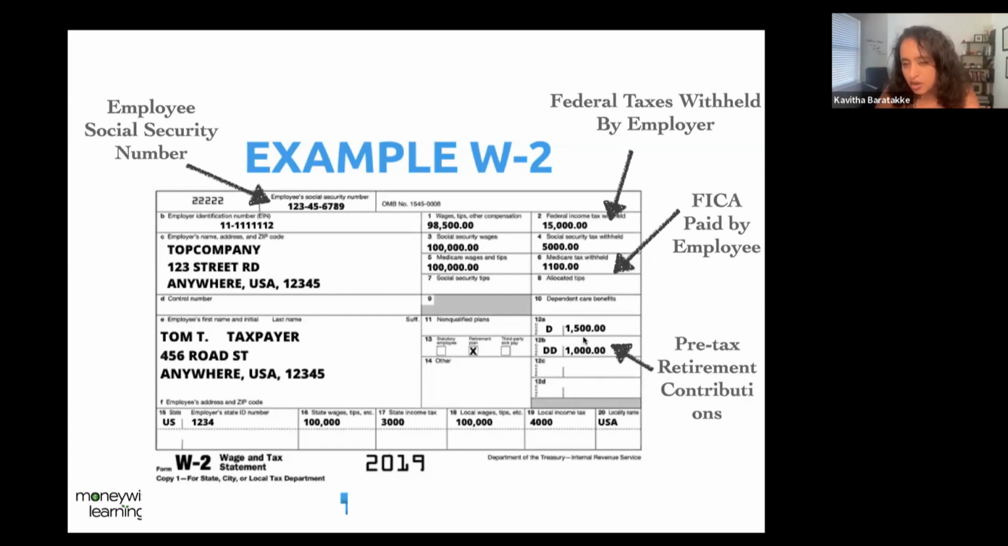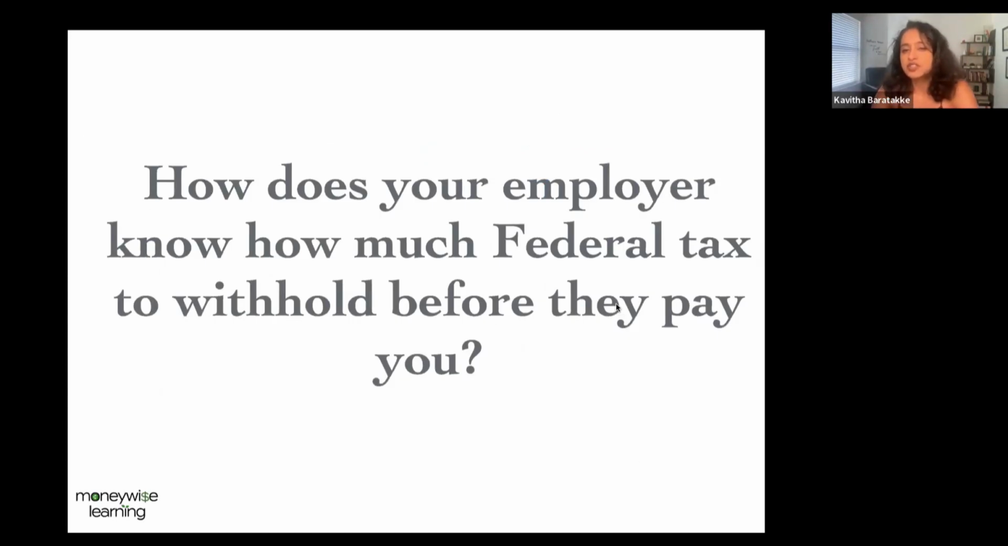There's also a column for saying you contributed to your retirement accounts. So it'll show you how much you contributed. They'll show you pre-tax, post-tax, retirement accounts, everything will be here. So how does your employer know how much tax to withhold before they pay you? Withhold, right? Let's say I'm a single person, I'm working for an employer. My tax payment will be different from if I'm married and I have kids, right? So how does the employer know how much to withhold in federal taxes from you?